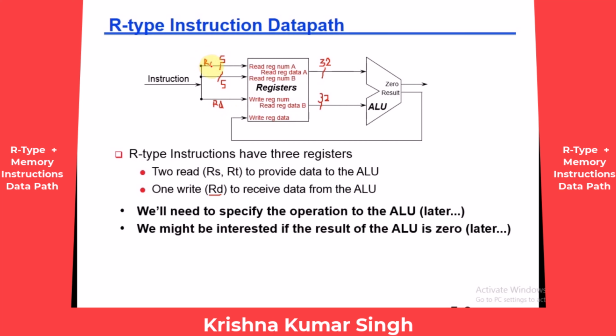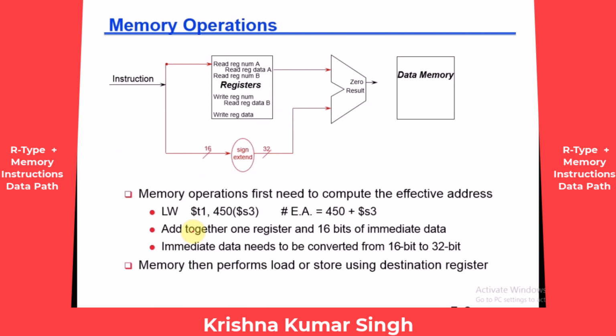For memory operations like load word, as you see here, for example, we want to load one data from the memory and put it into register $s1. The address of the memory will be provided by the content of register $s3, and it should be added to this number, 450. So the effective address will be provided by adding these two numbers: the content of the one register and the value that we provided here.